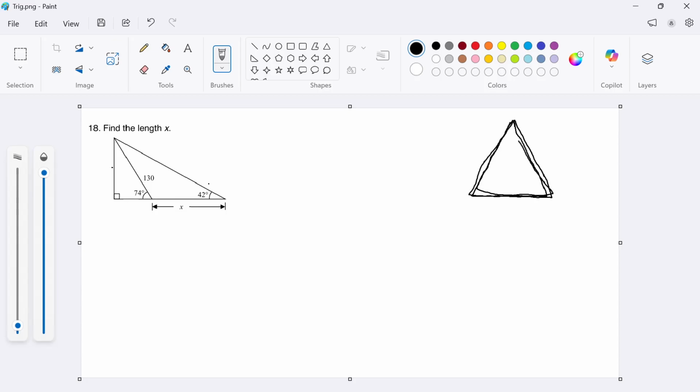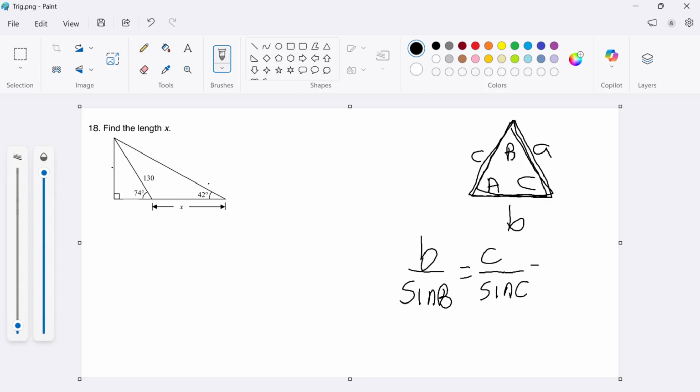That's supposed to be a triangle. And these angles are big A, big B, and big C, and I take sides little b, little c, little a, which are opposite them. And so b over sine B equals c over sine C equals a over sine A. And so I need to find this, x.